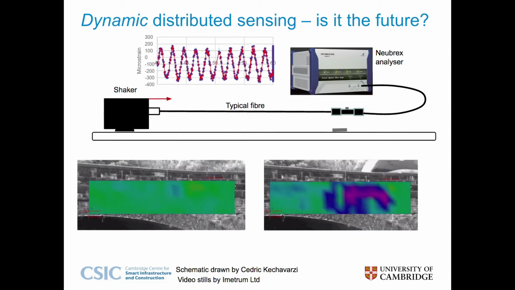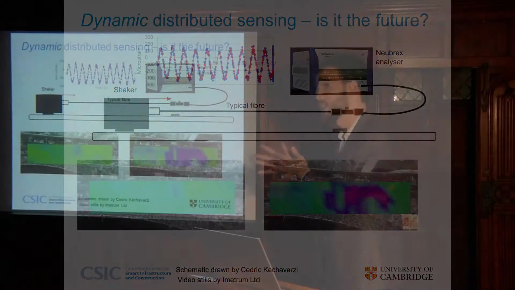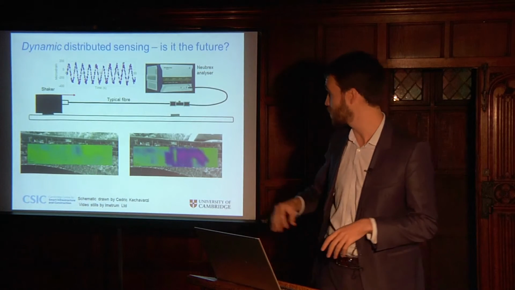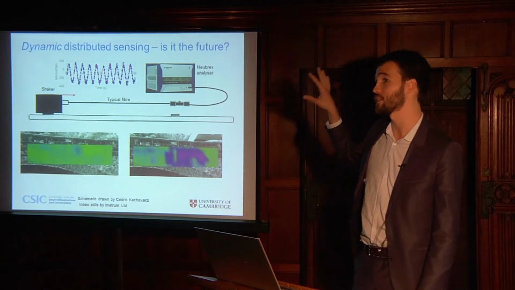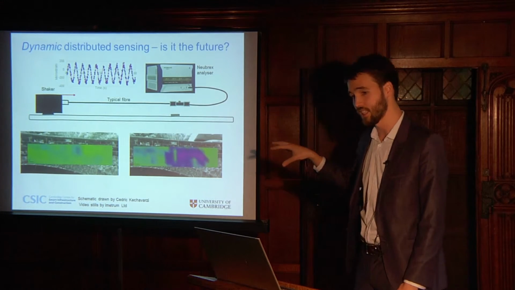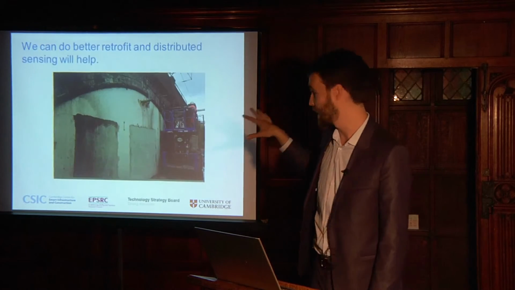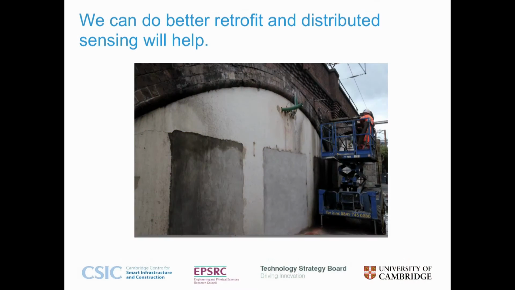Now we're looking at new things, and this involves the dynamic response of structures. We know that rail loads can cause degradation, and we'll be looking at dynamic distributed sensing, which hasn't been explored yet in any of our projects. We're doing some lab tests on it at the moment, and also looking at video gauge technology, which is giving us new opportunities.